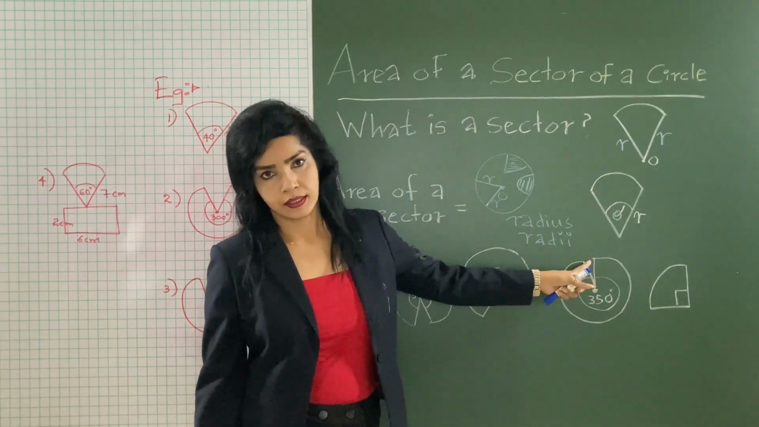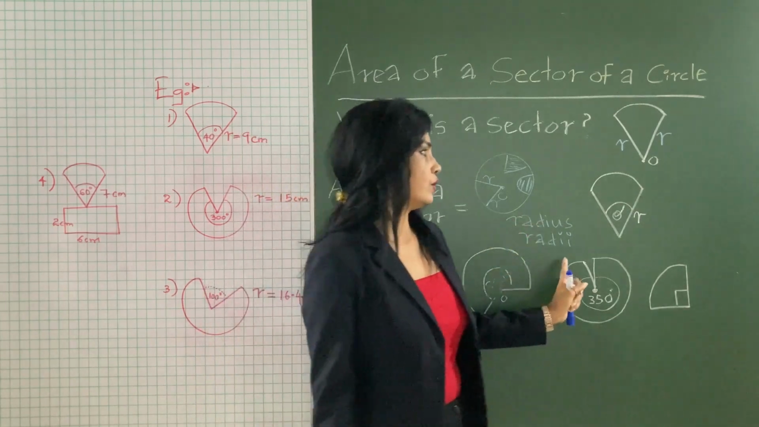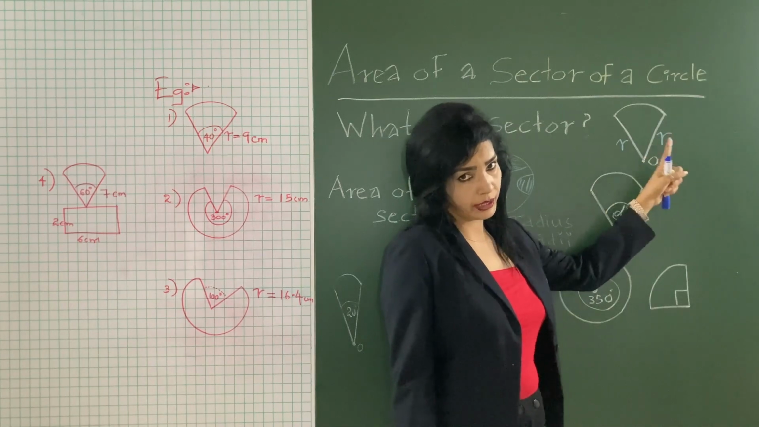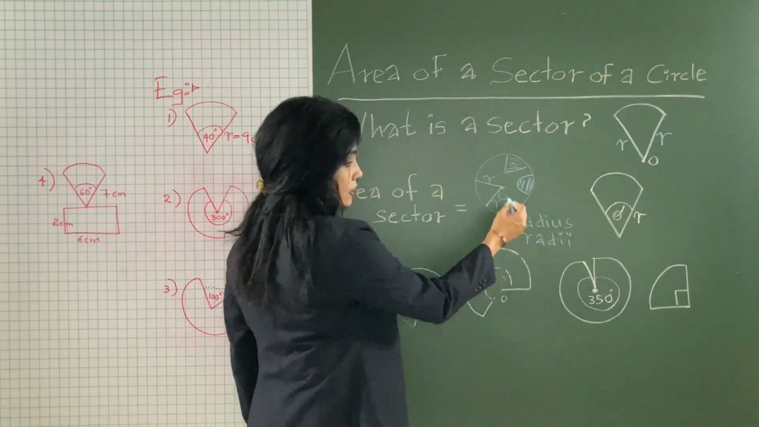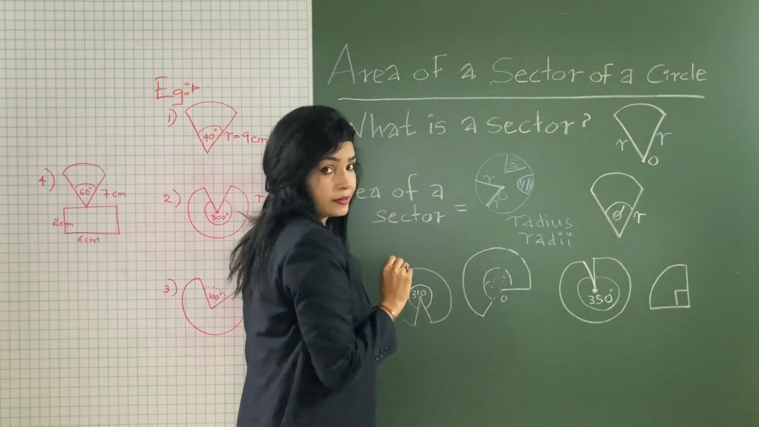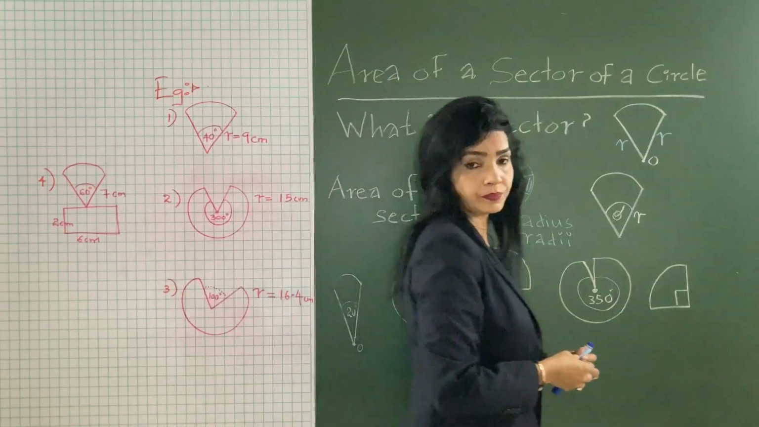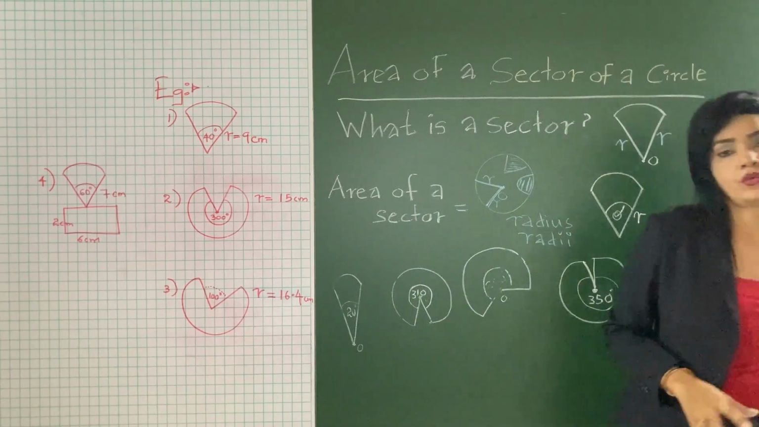R-A-D-I-I. Radii is the plural form of radius. Okay. So a sector is surrounded by 2 radii and a part of a circumference. That means it is cut through the origin. You have to cut like this. Alright? Okay. Now we are moving to the area of a sector.